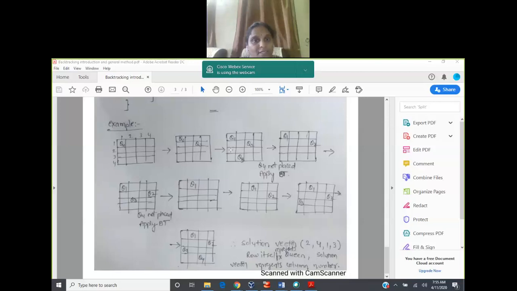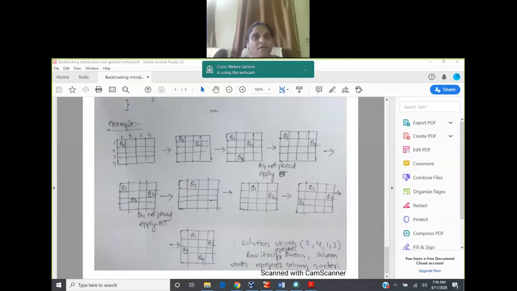We cannot place in the third row second place because it will come under the same diagonal. In the third row third place also we can't place, and in the fourth place also we can't place the queen 3. Okay, next we'll go to the fourth row. In the fourth row, in the first place we can't place the queen 3, in the second place we can place the queen 3, but here queen 4 is not placed, so we will apply the backtracking.